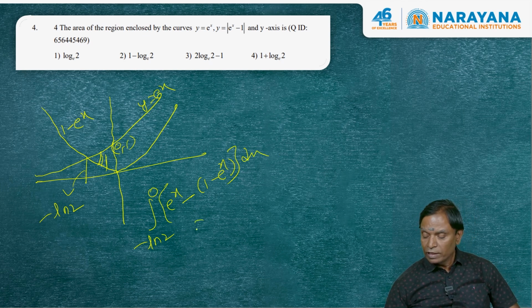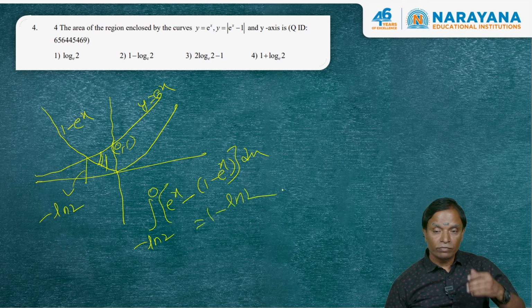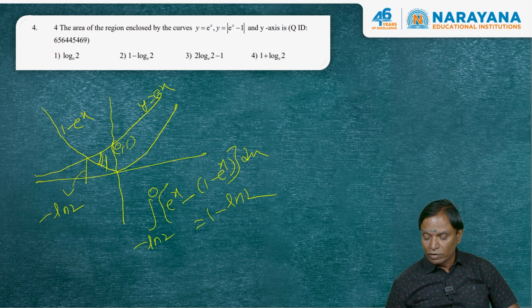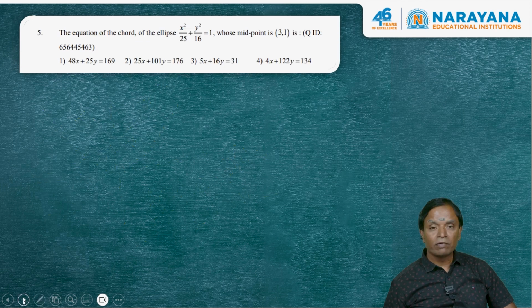I think you can calculate this area, which is 1 minus ln 2. That is, you can calculate the definite integral. Let us go to the next problem.